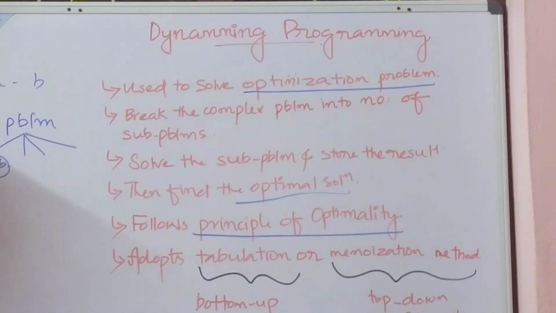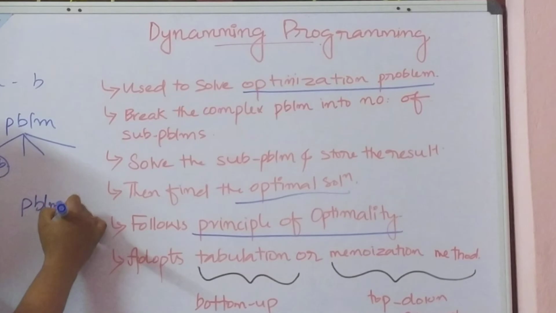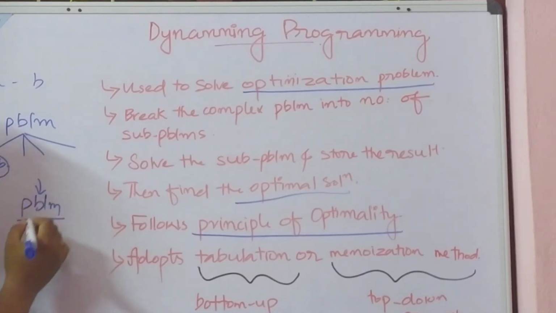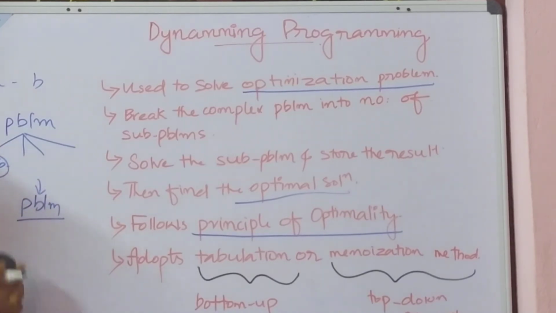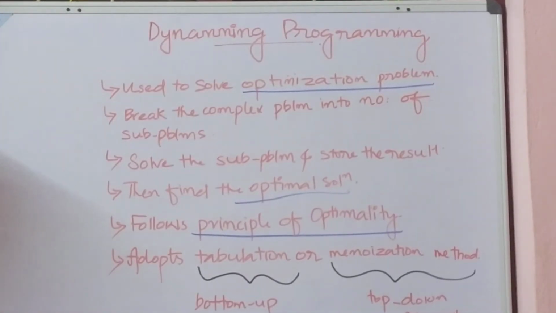Dynamic programming follows the principle of optimality. What does the principle of optimality state? It states that a problem can be solved using a sequence of decisions to get the optimal solution. If I am given a problem, in order to obtain its optimal solution, we can solve it using a sequence of decisions. This is dynamic programming, and it can be simply understood using a single example.